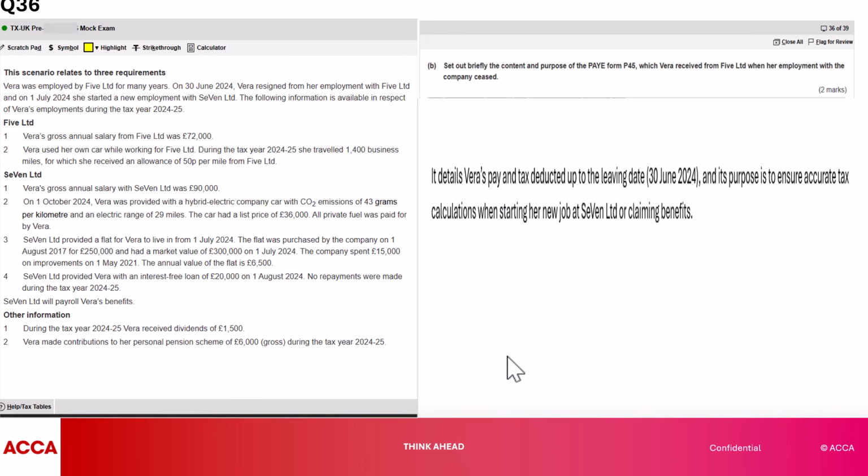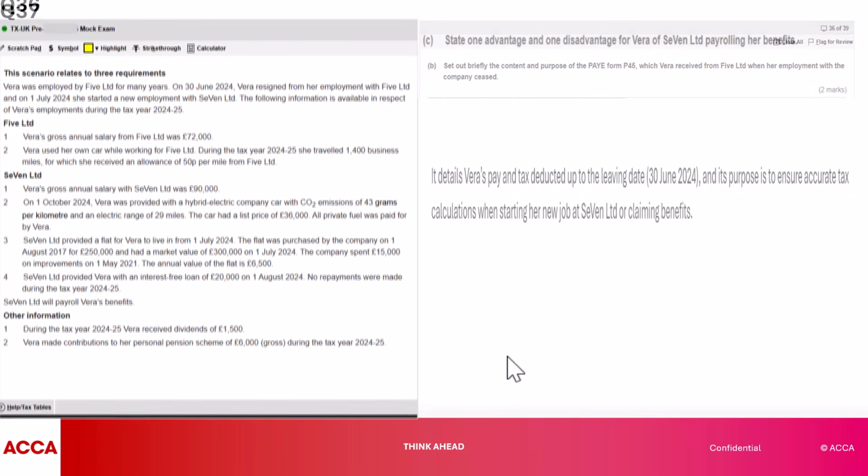So I bring in very short points there. The content is it just shows various pay and tax deducted up to the leaving date. Okay. But its purpose is just to ensure accurate tax calculations, especially when she's starting her new job. Okay, so I've just written it in one sentence. So when she starts her new job with her new employer, she can give them that form, and they can actually see how she's been deducted for in the past, and they can now ensure that they get their computations right.